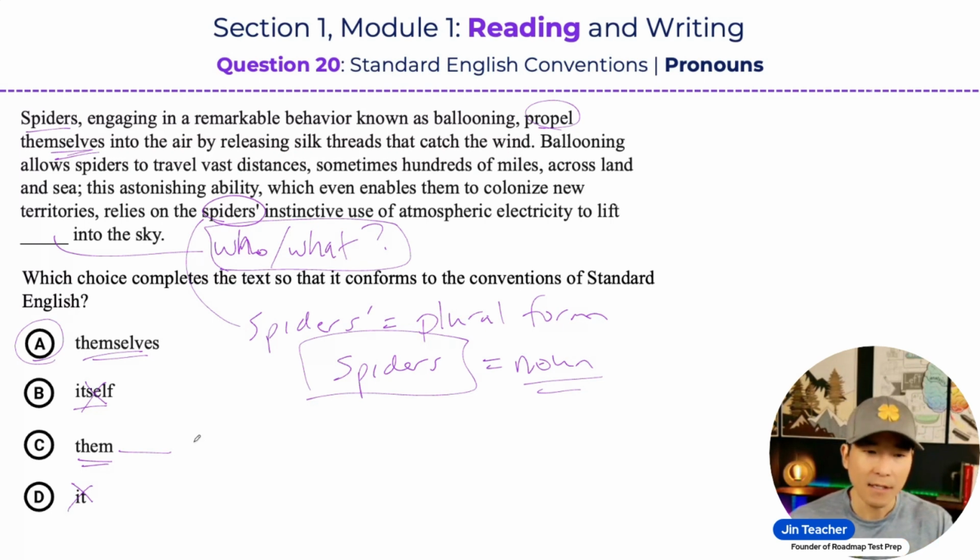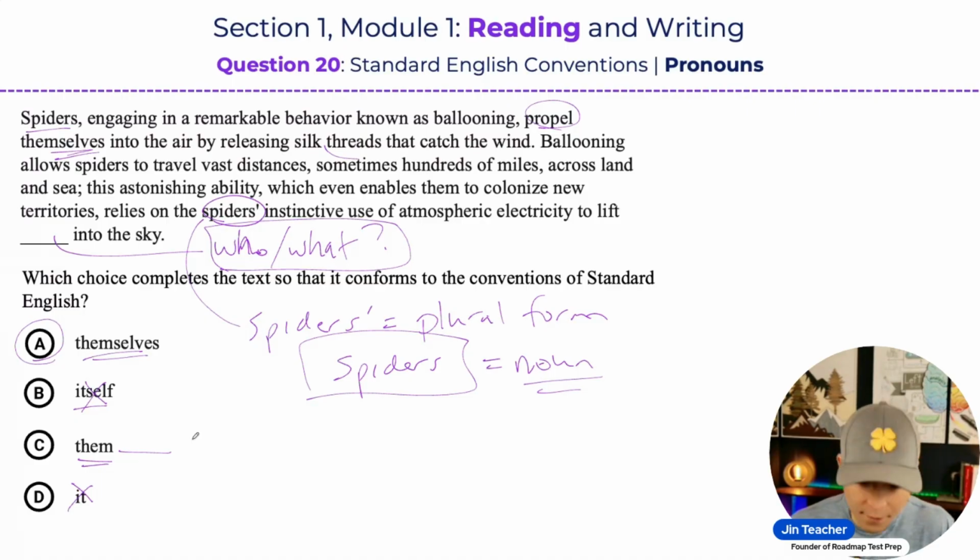There's nothing in the passage that tells us that logically they could be lifting something else, and there's also nothing grammatically that they could be lifting other than themselves. So what are some other plural nouns in this passage? Is it the threads? Doesn't make any logical sense, right? So this is where them breaks down, okay? Them refers to other things, things other than the spiders themselves, versus themselves is referring to the spiders, okay?